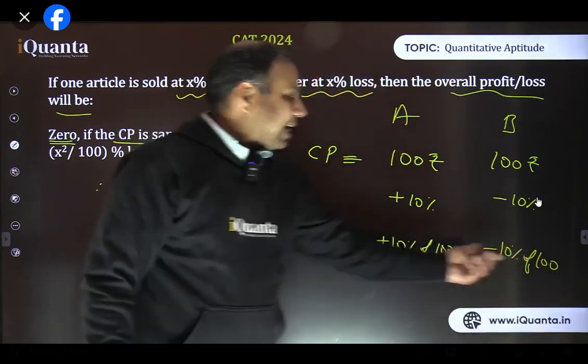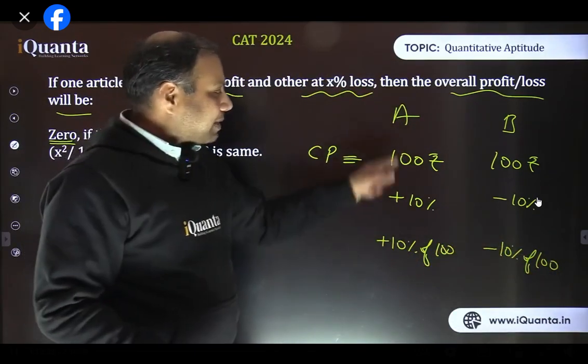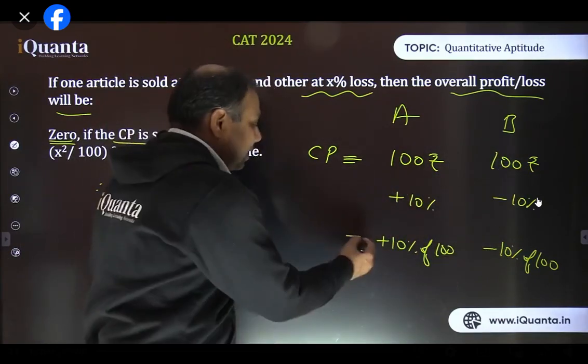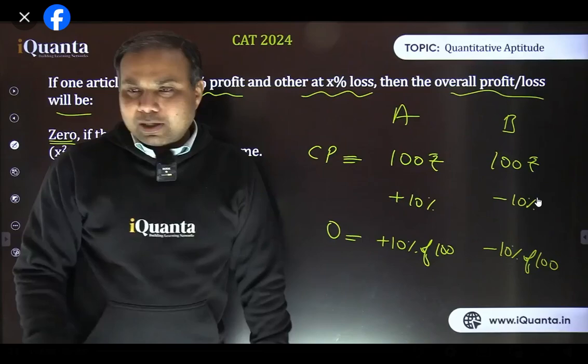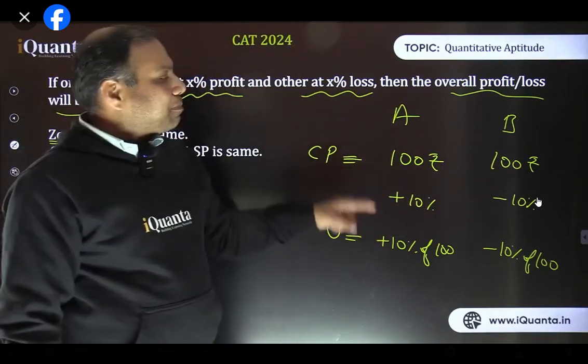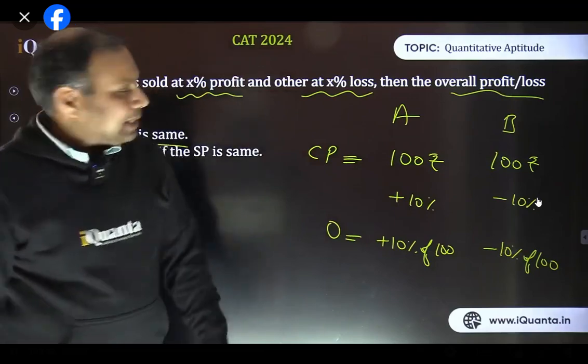Of course, we can calculate these values, but that's not required, because it is the same percentage of the same amount, the same cost price, with opposite sign. So this net result is going to be 0. So basically no profit, no loss. That's the easiest situation here. We have the same cost price and equal percentage profit and equal percentage loss on 2 different products. In that case, net result is 0.